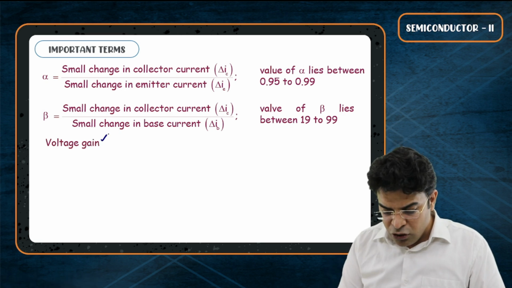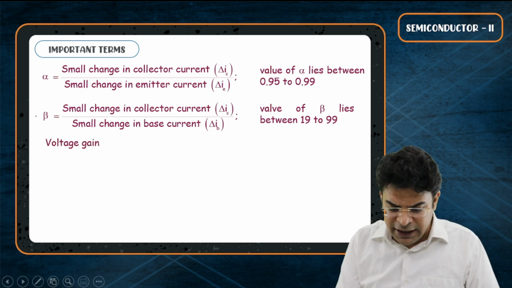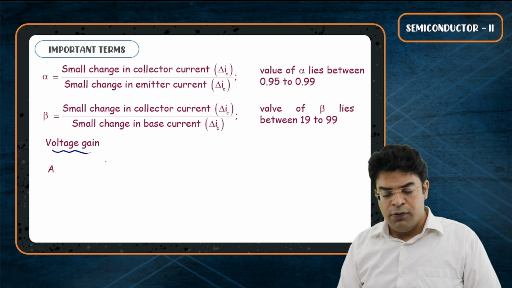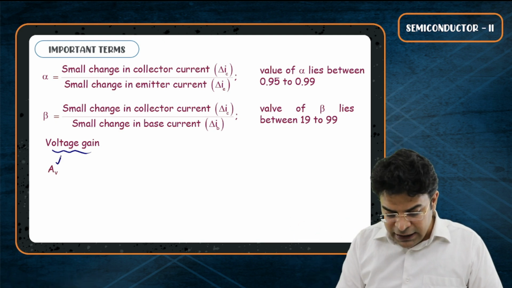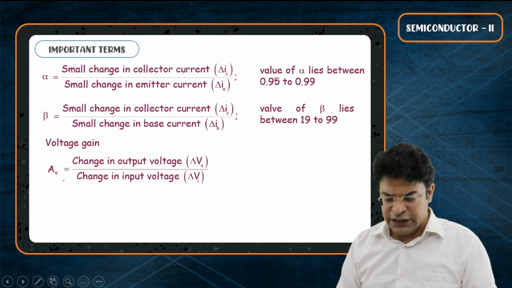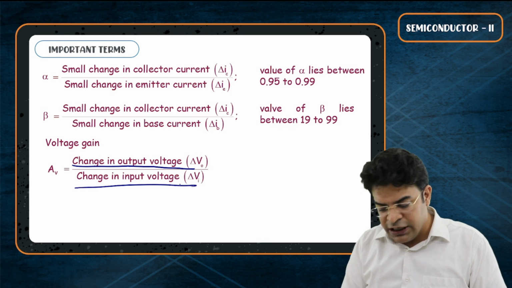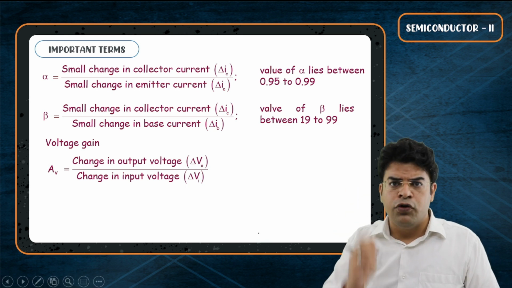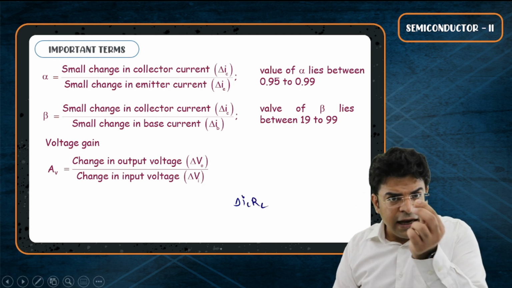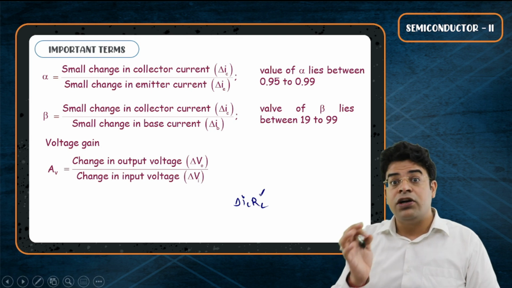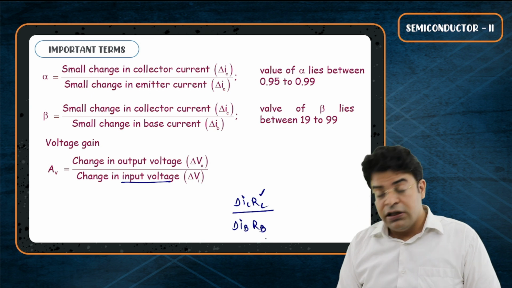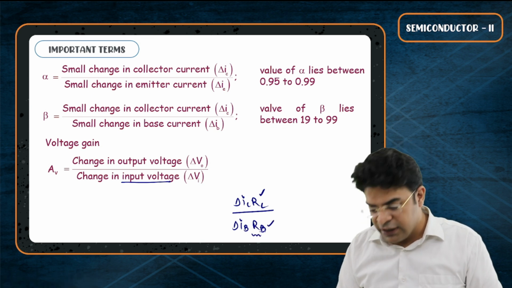Now, bachcho, we need to talk about something called voltage gain. Current gain means what? Current output upon current input. Similarly, voltage gain is nothing but voltage output upon voltage input, and that is represented by the simple symbol AV. So what is voltage gain? Change in output voltage upon change in input voltage. The change in output voltage is given by delta IC RC, the change in collector current multiplied by the resistance connected to collector. The change in input voltage is delta IB RB, the change in the base current multiplied by the resistance connected to base.